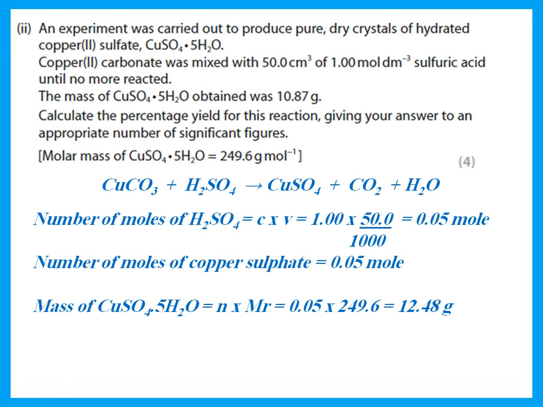So that means that I'm supposed to get 12.48 grams. Now, how much did he actually get? He got 10.87, so my percent yield is what he got over what he should have gotten times 100. So that comes out to be 87.1% yield.